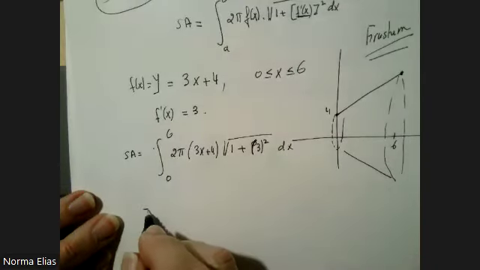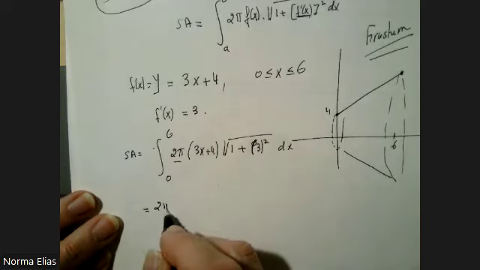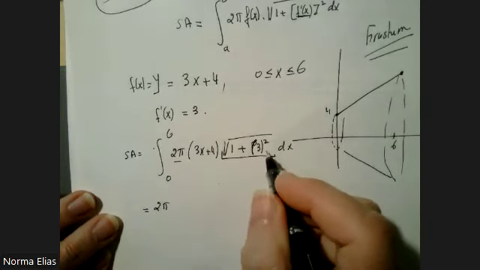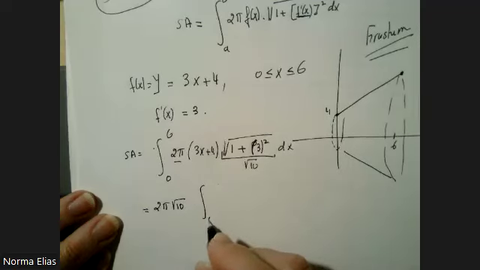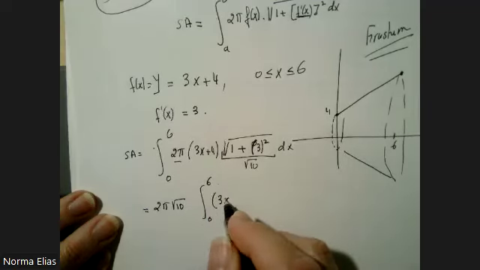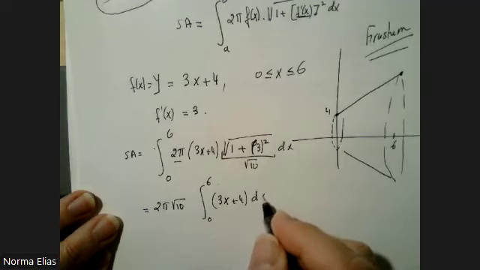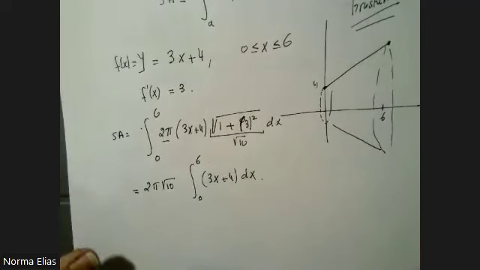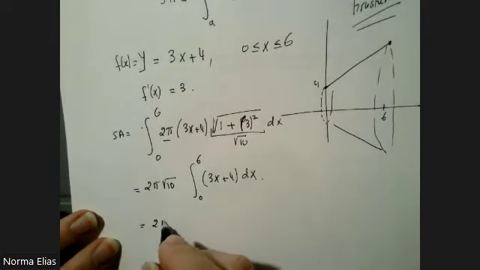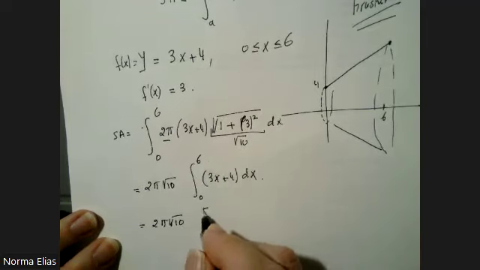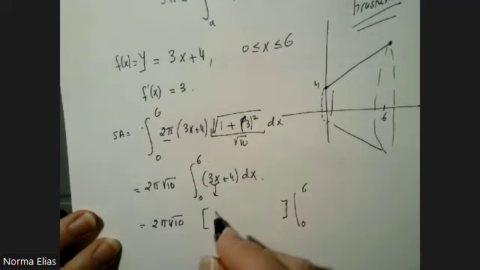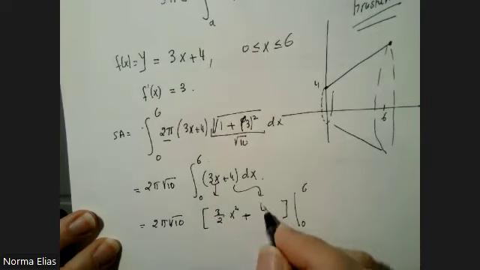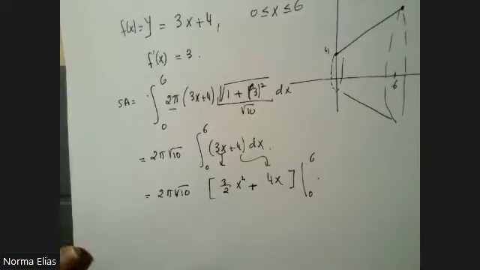So this is equal to 2 pi, which is a constant. This is 1 plus 9, this is the square root of 10. I can take this out. And I will be left with the integral from 0 to 6 of the quantity 3x plus 4 dx. And now the rest is relatively simple. Between 0 and 6, the antiderivative of 3x is 3 halves x squared plus the antiderivative of 4, which is 4x.